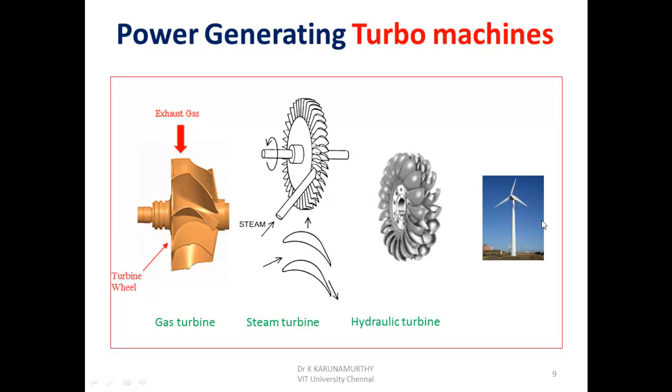And this is a wind turbine where the medium is going to be wind. So the high velocity wind is used to make these blades or the turbine rotate. So these are some of the examples of power generating turbo machines.